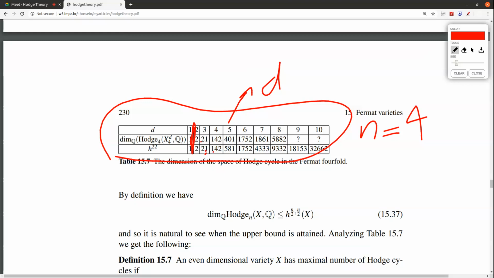And you see that in degree 5 it is 401, and this is just the implementation of whatever I explained right now. And then you see that here the question sign, because by my computer I was not able to compute these numbers.